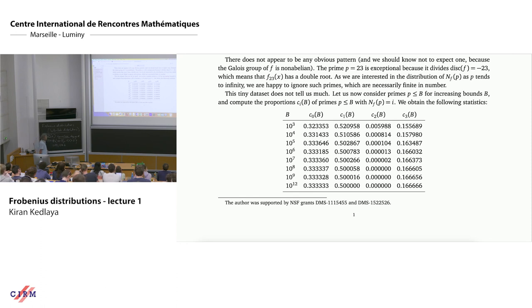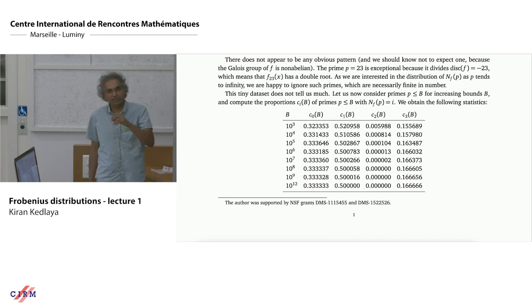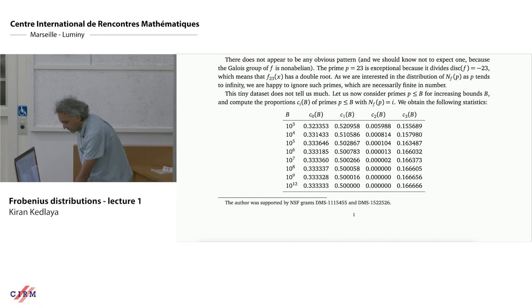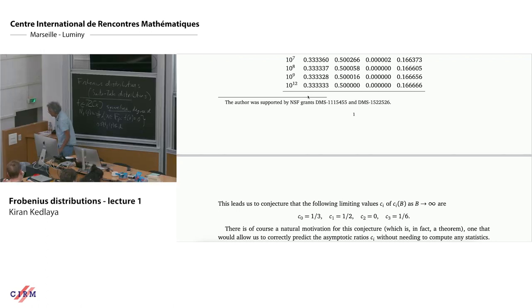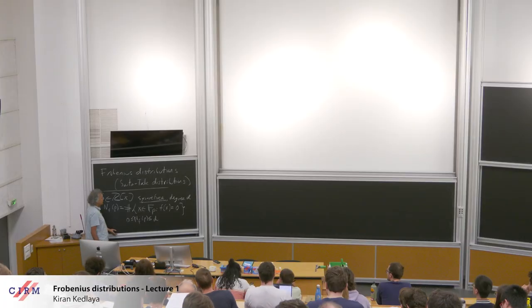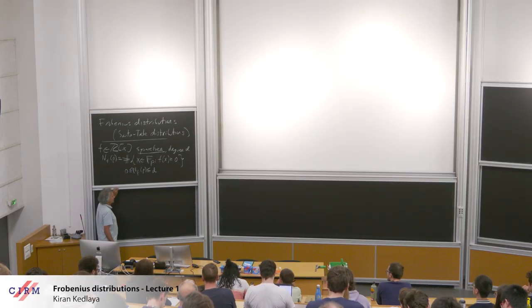And so there's, in fact, going to be a theorem that explains this. So that's what we're expecting: C0 is 1/3, C1 is 1/2, and C3 is 1/6. And so, in fact, this is a general phenomenon. But in order to explain this, I'm going to need some more board space. So let me switch this around so I'm no longer projecting. And now we'll start talking about why.